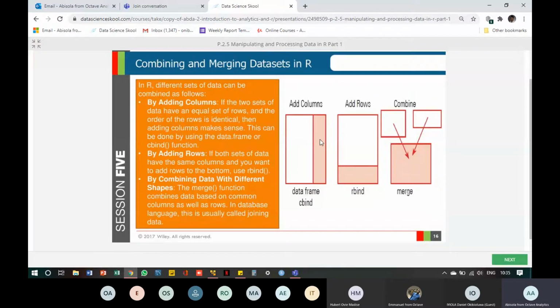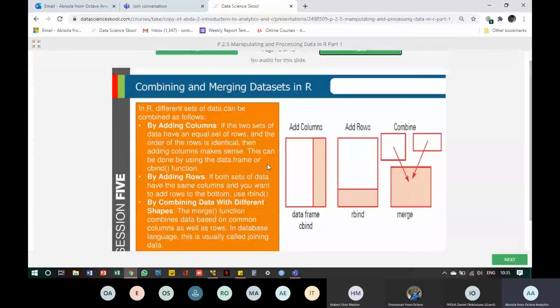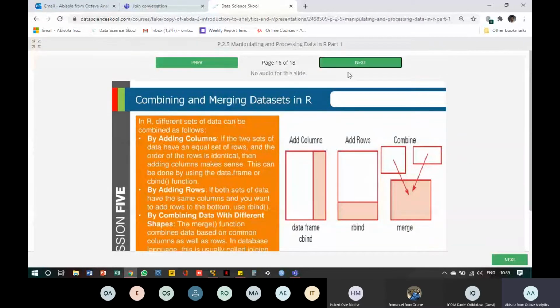While merge does left outer join, right outer join, and so on. It is even useful when data sets don't have the same number of rows. It just merges similar data sets, based on, say, a row number or a row name. Say data X has customer ID, and data Y has customer ID. It merges your data based on the customer ID that is common to both data sets. So that is what the merge function does, and we're going to see an example in the practical session.